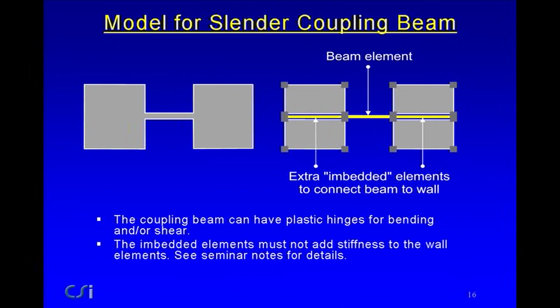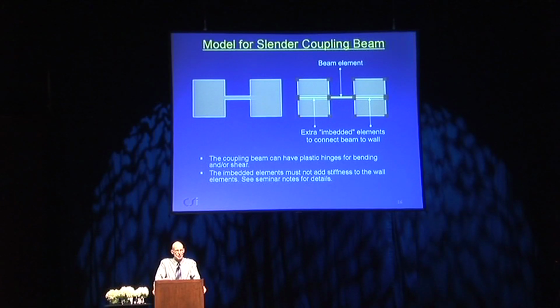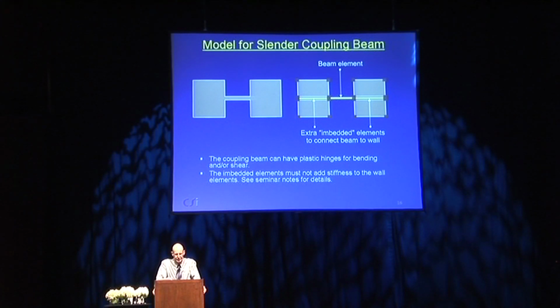The coupling beam can have plastic hinges for bending and/or shear. It depends whether it's controlled by shear or bending, and that's your decision. The embedded elements shouldn't add any stiffness to the wall. And in the seminar notes there is a brief paper which discusses the modeling of coupling beams and gets into this issue of what properties you might assume for the embedded beams.